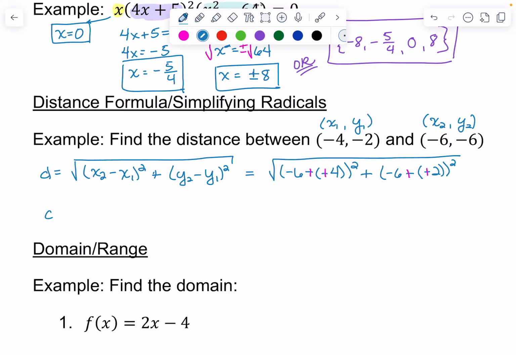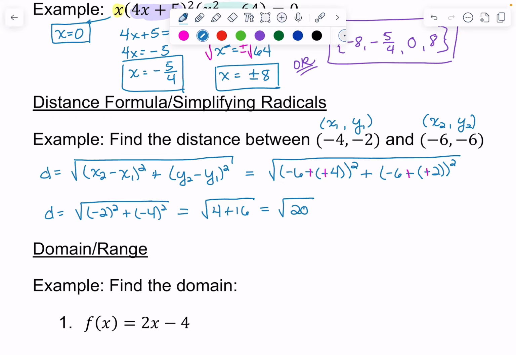And so what I get is the square root of negative 6 plus 4 is negative 2, squared, plus negative 6 plus 2 is negative 4, squared. Right? Be sure when you punch these into your calculator, you keep those parentheses. Remember, negative 2 squared is negative 2 times negative 2. So it's going to be a positive number, a 4. Okay, so I'm going to get 4 plus 16. That's going to be equal to the square root of 20.